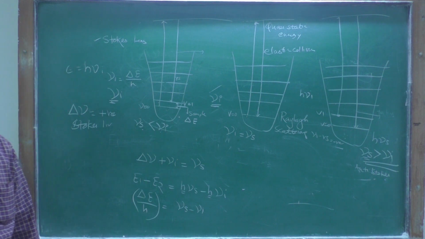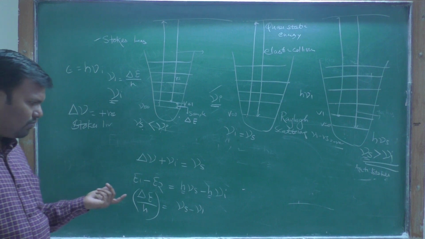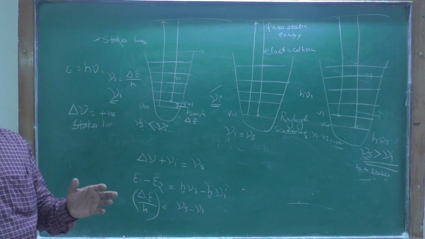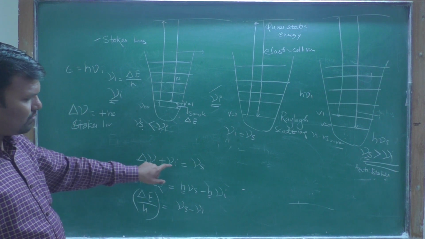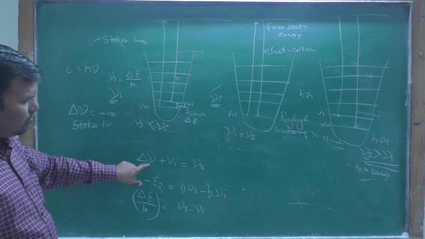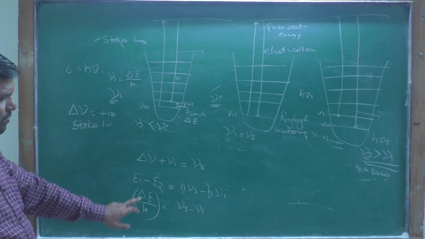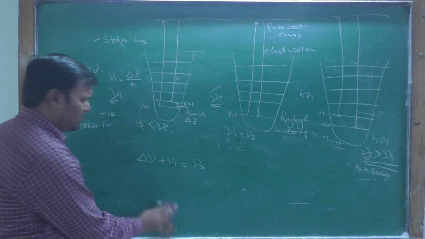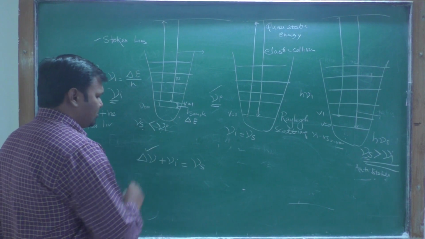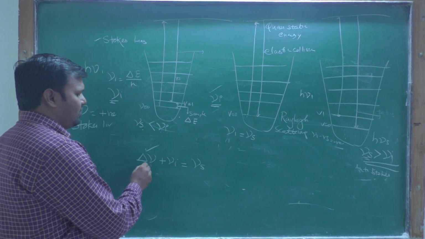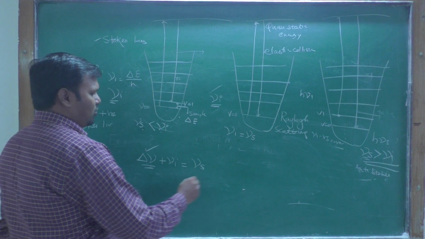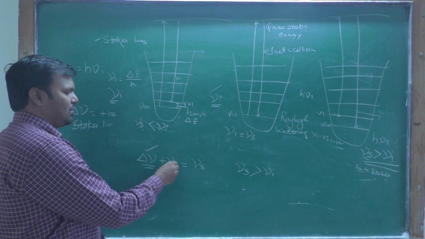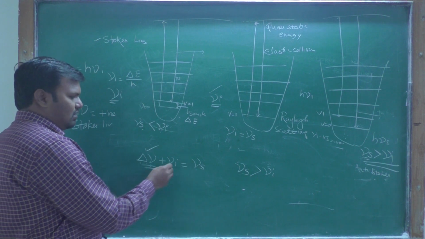Mu S is equal to delta mu, the change in frequency, plus the incident frequency mu I. If delta E is positive, then delta mu is positive, and mu S will be higher than mu I.